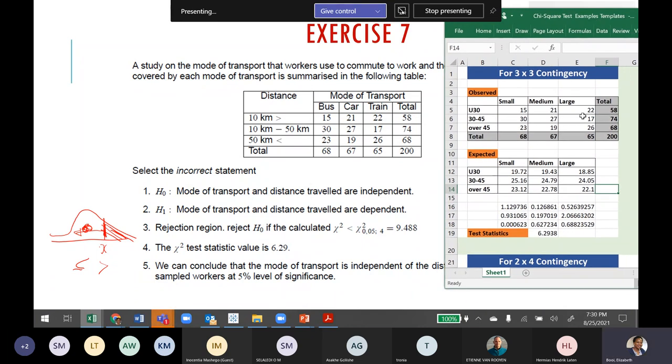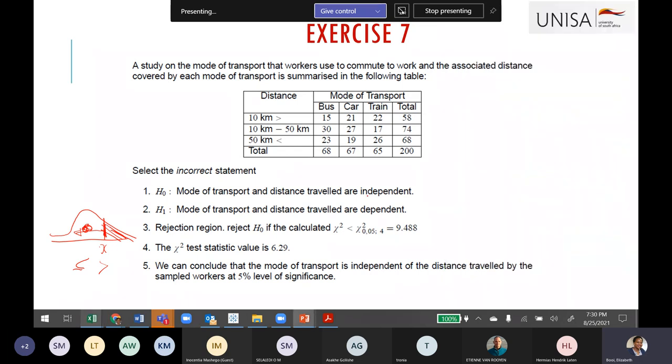Okay, so let's see, do you have answers on the chat before I give you my answers? Only one person answered, said number five is the incorrect one. So let's look at them. Number one, H naught should always state independent. So number one is correct. H1 should state dependent. Number two is correct.